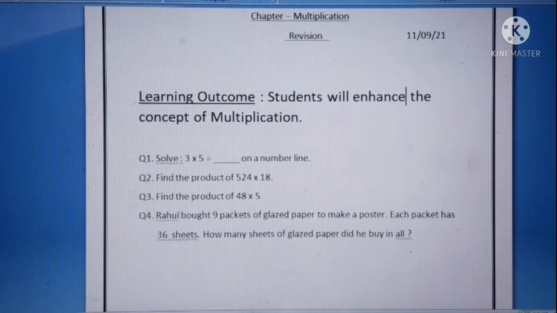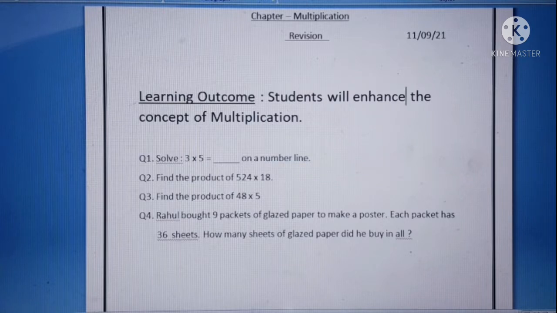The learning outcome is students will enhance the concept of multiplication. So you already know what is multiplication, children. It is one of the process of repeated addition, right? Suppose, for example, 5 plus 5 plus 5. Here 5 is repeated how many times? 3 times, right? So we can say 3 times 5. So 3 times 5, how can we find it multiplication? That is 3 multiplied by 5 gives us 15, right? So we can say that multiplication is one of the process of repeated addition.